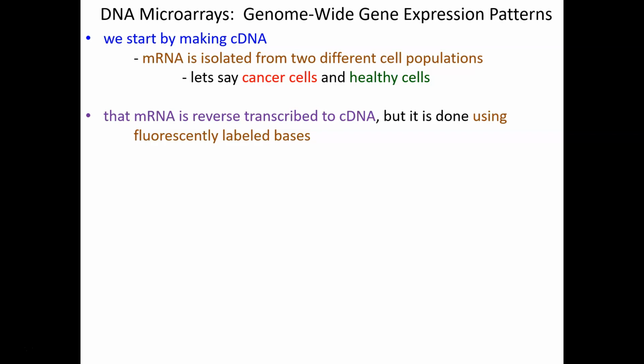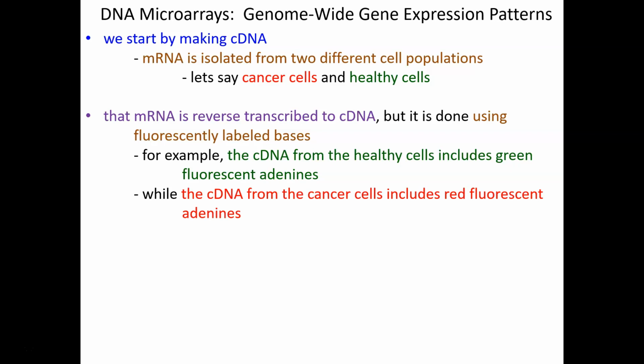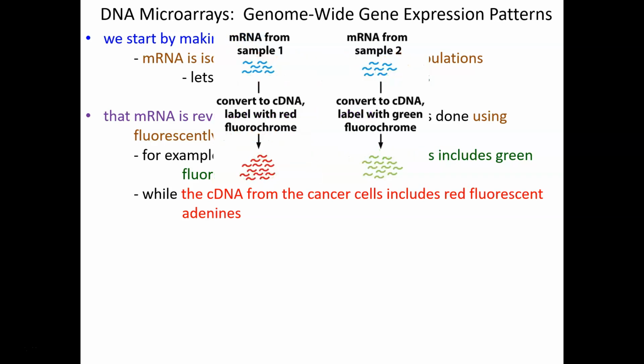So we've isolated mRNA from healthy cells, and we've reverse transcribed it into DNA. We've isolated messenger RNAs from cancerous cells, and we've reverse transcribed it to DNA as well. When we do this reverse transcription, we use specific fluorescently labeled bases for each population. For example, the reverse transcription of the cDNA from the healthy cells might be done in the presence of green fluorophores. So now all of those cDNAs fluoresce green, while the cDNA from the cancer cells could have been reverse transcribed in the presence of red fluorophores, so all of those cDNAs will fluoresce red.